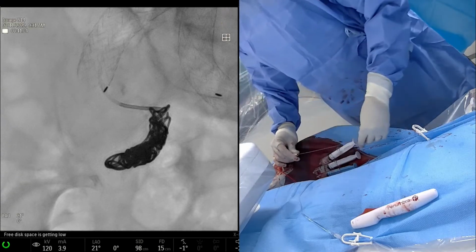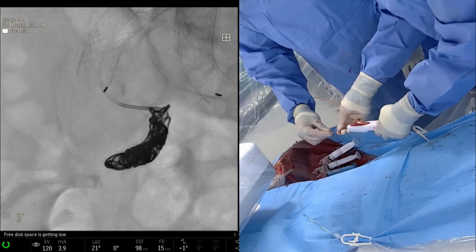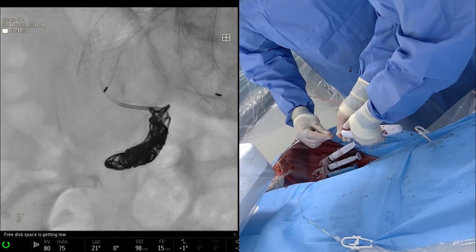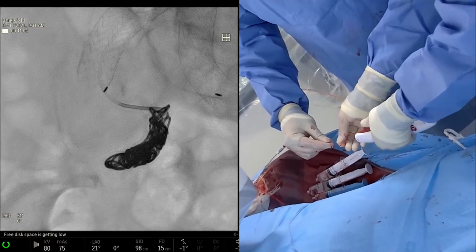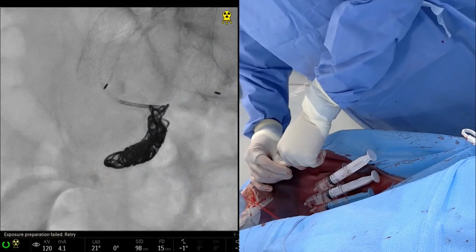Yeah, so that's out. So here we're going to deploy this. I'm not sure if I really need another coil. I think this should be it because it's a lot of metal in there. Right, probably. Yeah, some of it's also patience, right?